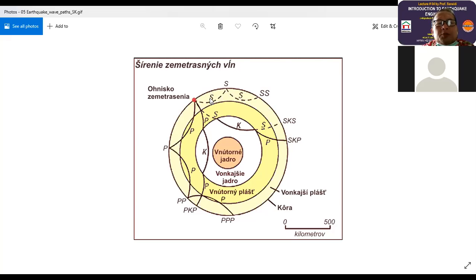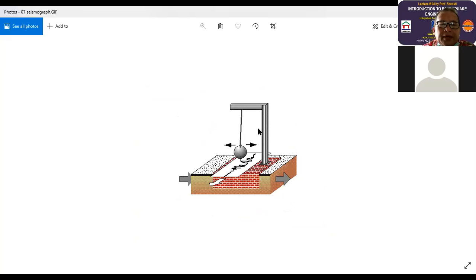So the outer form of the earth is the crust. It's very solid, very strong, but beneath it looks like a plastic state, and beneath that there is also a liquid state. And if we have an apparatus, which we call a seismograph, and put it on the surface of the earth, then during the earthquake the vibration could be recorded like this.